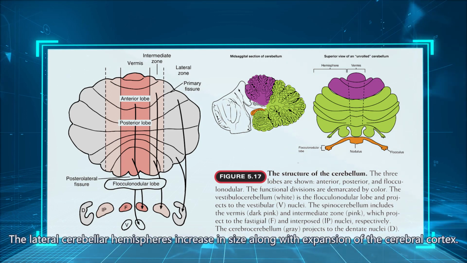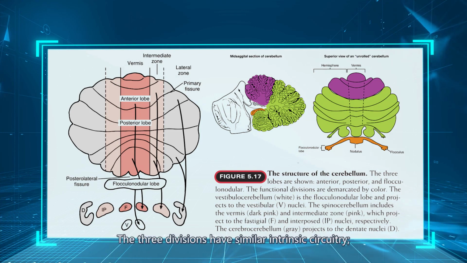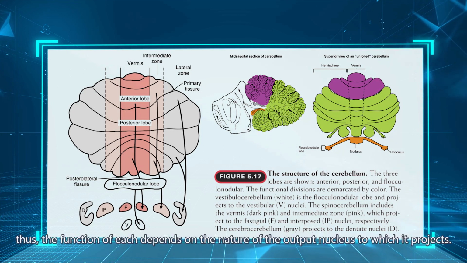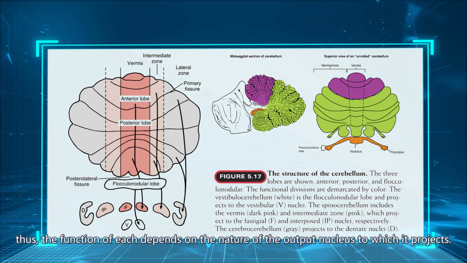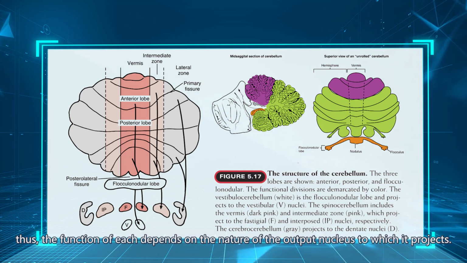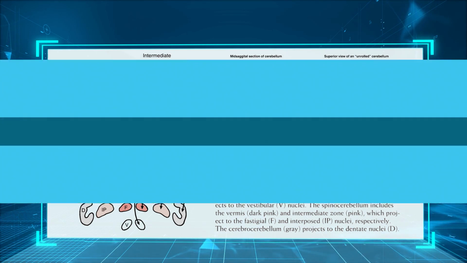The lateral cerebellar hemisphere increases in size along with expansion of the cerebral cortex. The three divisions have similar intrinsic circuitry. Thus, the function of each depends on the nature of the output nucleus to which it projects.